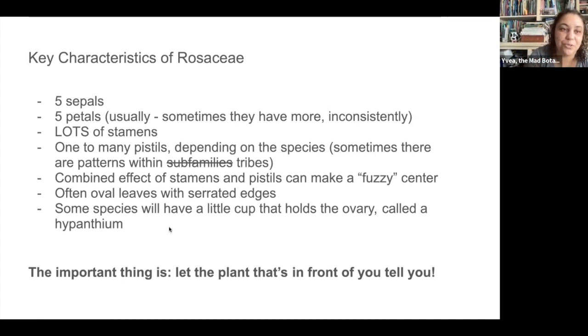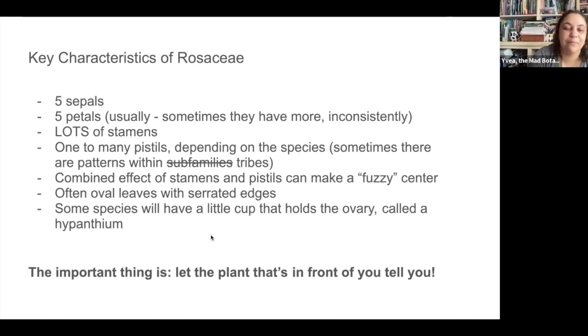And because nature is tricksy, it's important to let the plant that's in front of you tell you, because we'll think 5, and then suddenly there'll be this one plant with 6 petals, and then maybe another one will have the stamens looking a little bit different, like osoberry, and then we're like, wait, what are you talking about, plant? And the plant's like, ha ha, I tricked you. And then you go, oh, okay, you tricked me, thank you. And so it's important to let the plant that's in front of you tell you.